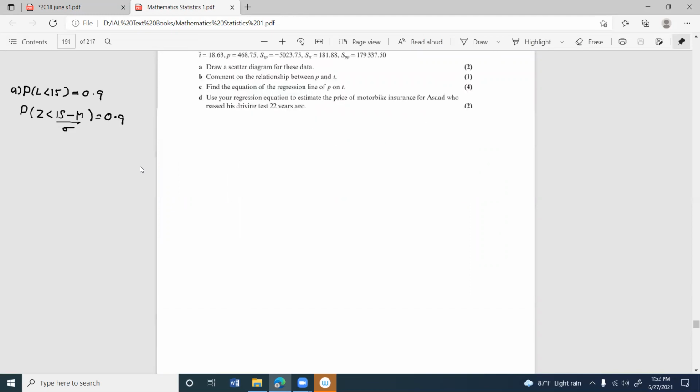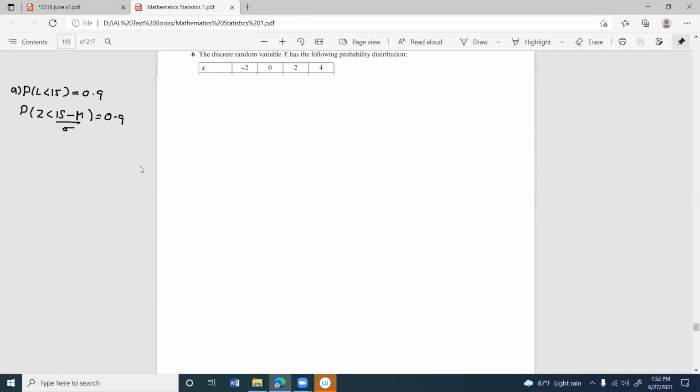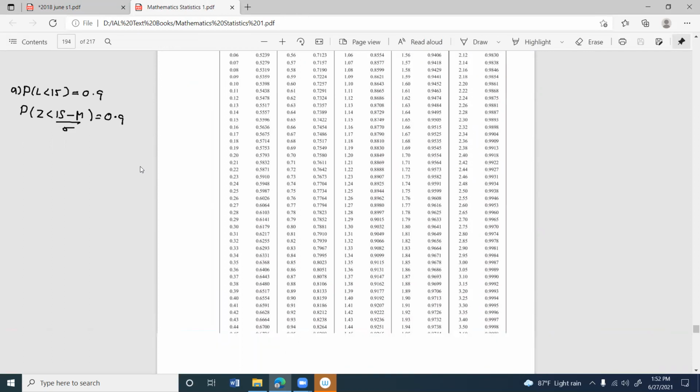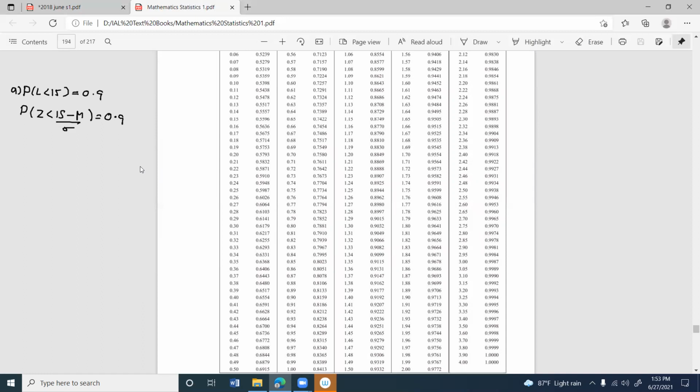Right. Then the less-than value of 0.9, we need to read from the table. 0.9 means 0.9000. See what the corresponding value is. Here you can see there are two close values: 1.28 and 1.29. Out of these two, the closest value is 1.28. So (15 minus mu) divided by sigma is 1.28.